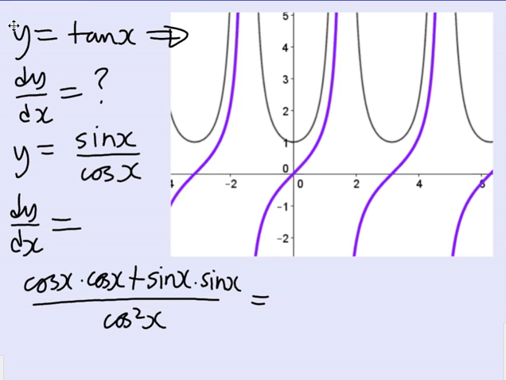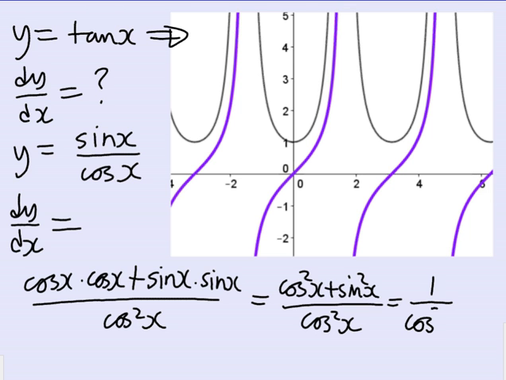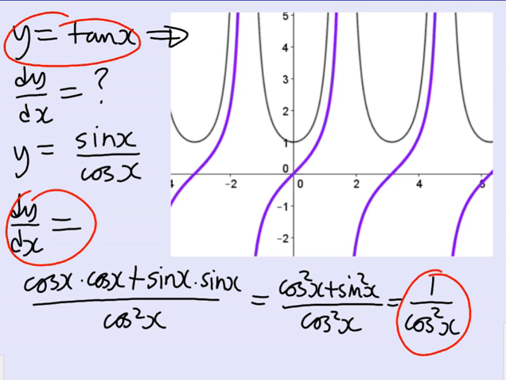Look at the top of that fraction. It's cosine squared x plus sine squared x over cosine squared x. And that's our old friend, the Pythagorean identity. Sine squared plus cosine squared is 1. 1 over cosine squared x. In higher level, they call that sec squared x. And that's the derivative of tan. The derivative is 1 over cosine squared x.